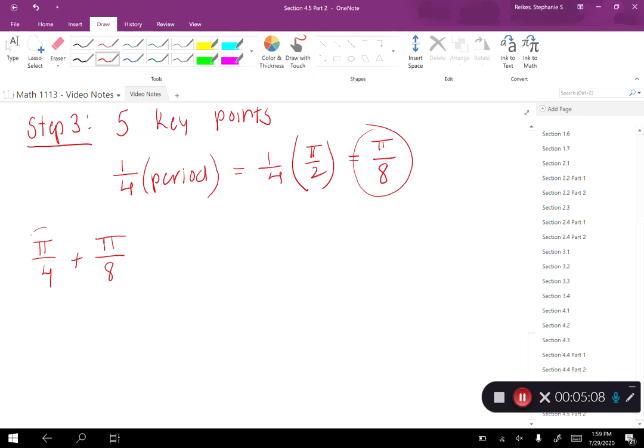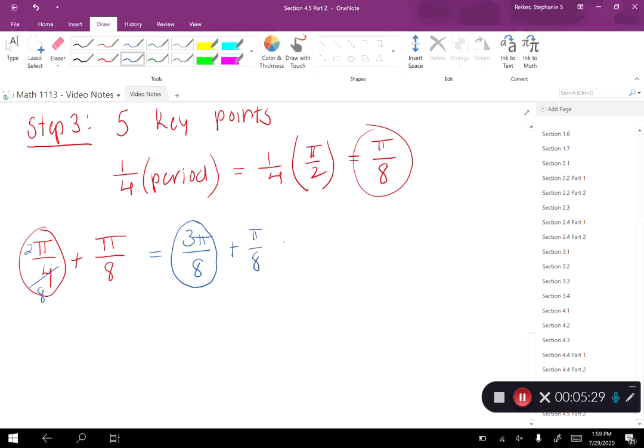Alrighty, so that was my first key point. Again, I need a common denominator. The common denominator will be 8. So if I multiply the bottom by 2, I need to multiply the top by 2. And so here I'm going to get 3 pi over 8, key point number 2.